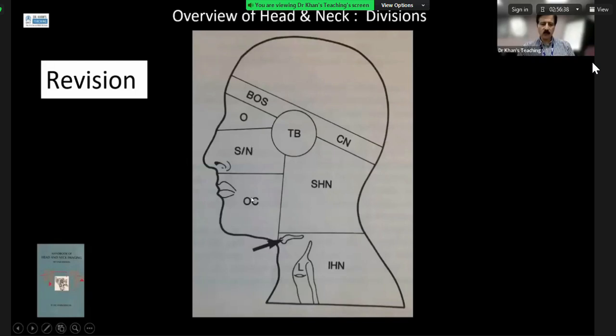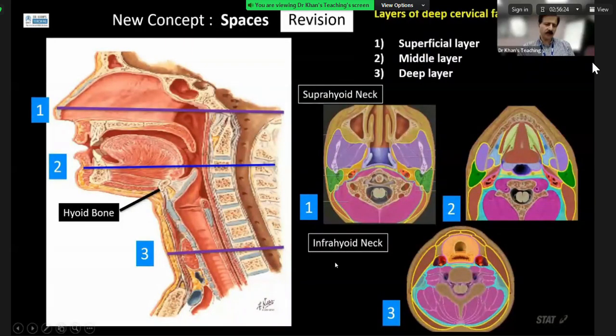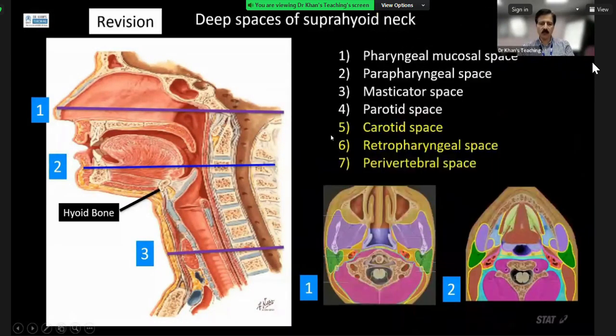And then comes the oral cavity, and this is the hyoid bone. So head and neck is divided into suprahyoid head and neck and infrahyoid neck, which includes the larynx. Last time I introduced the concept that the deep cervical fascia has multiple layers, and due to that, we can divide the head and neck, or neck particularly, into various spaces. These concepts we are going to revisit from the next session onwards.